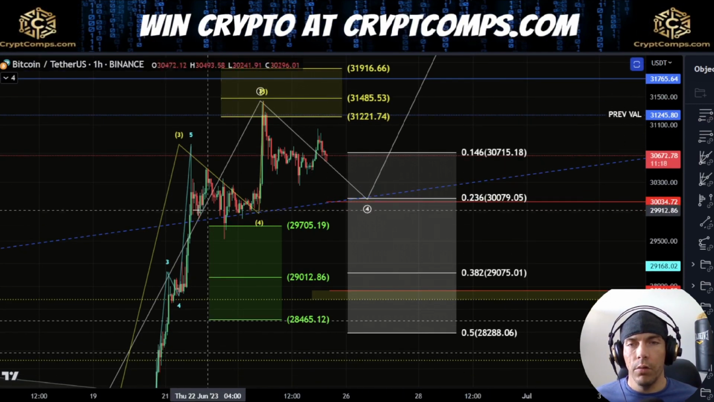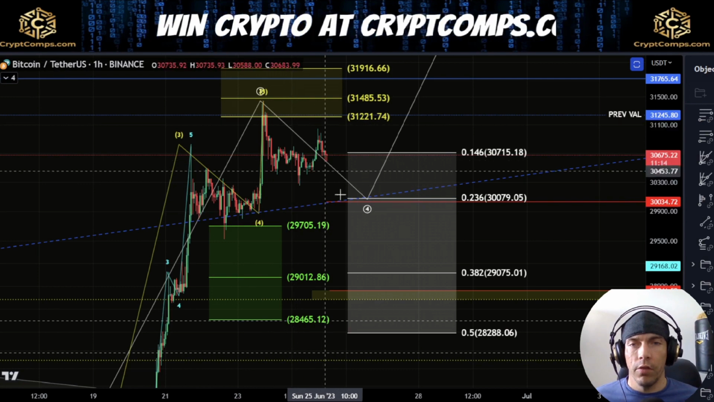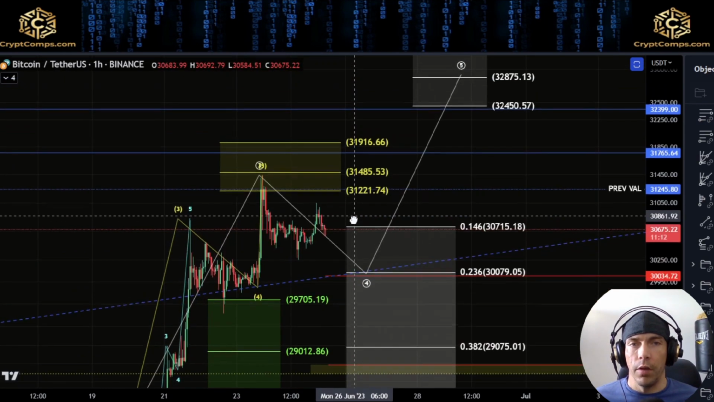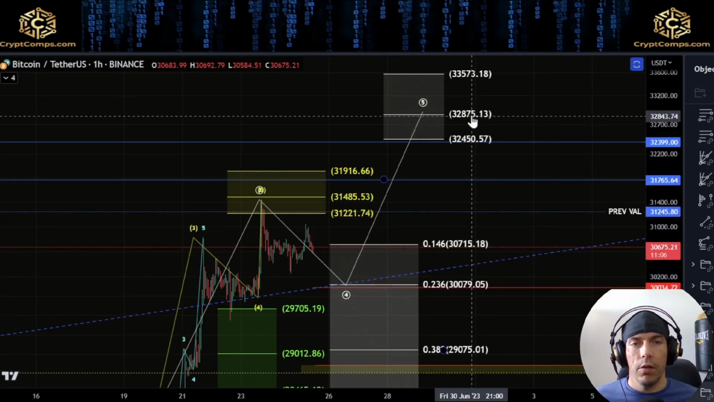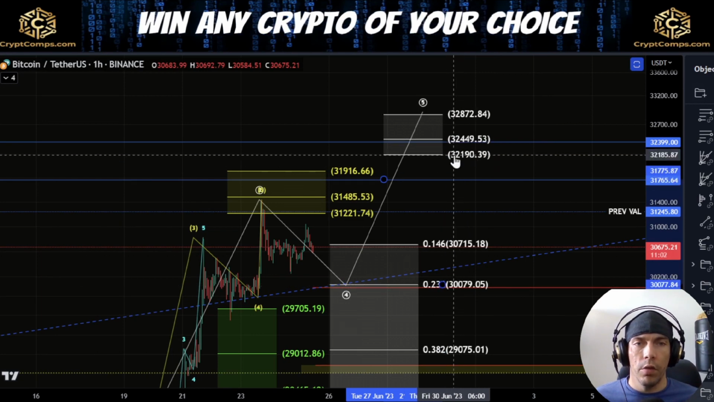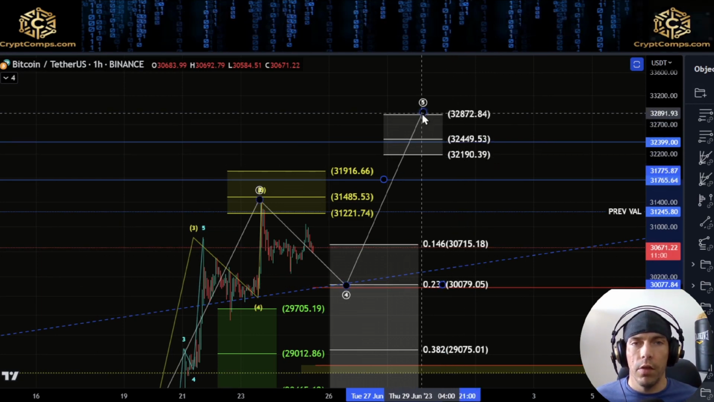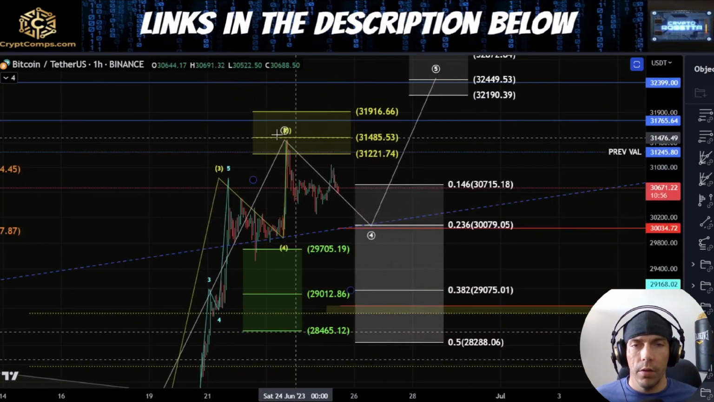But really, for as long as we hold this higher level of this fourth wave here, we could actually just see price look to break to the upside directly. So if we did see something like this and a push down towards this 30k region, this would mean that we could actually see our target come in towards this level of this 32,190 to this 32,872. So I'm going to be keeping an eye on this level here.